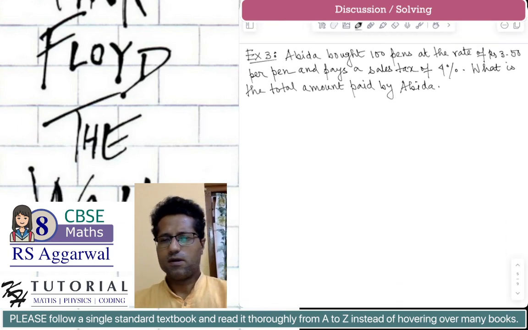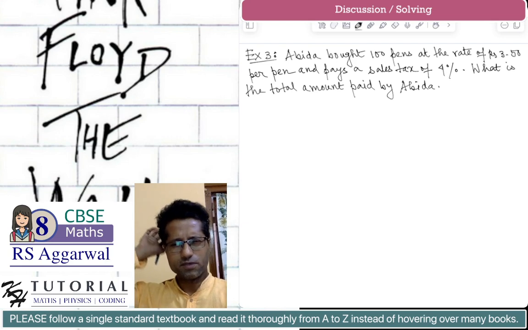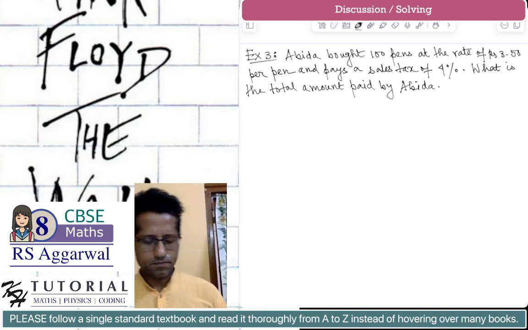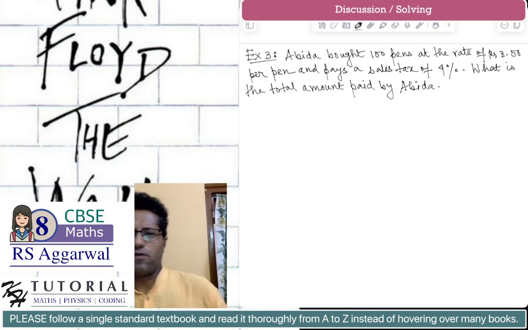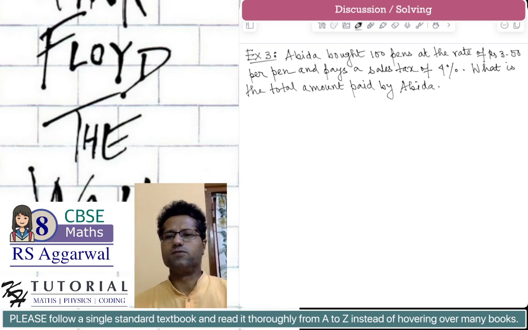Abida bought 100 pens at the rate of rupees 3.50 per pen and pays a sales tax of 4%. What is the total amount paid by Abida? Okay, so there are 100 pens. Abida is purchasing 100 pens where the cost price or the selling price of each pen is rupees 3.50.